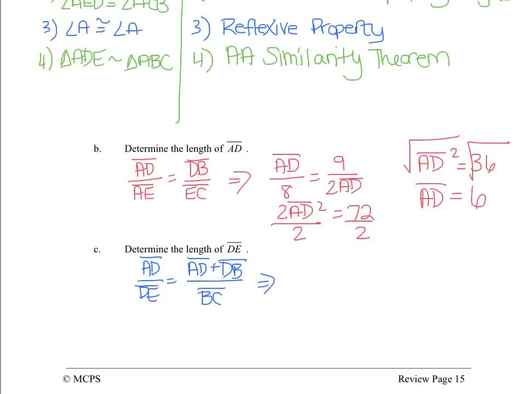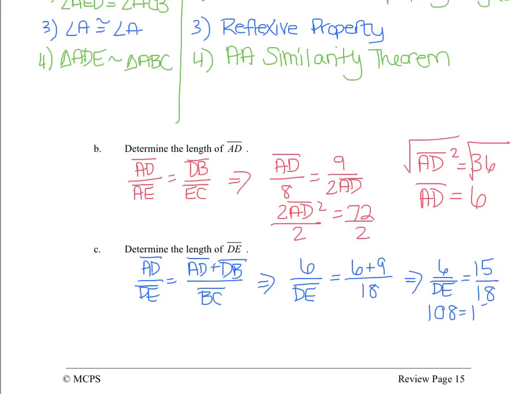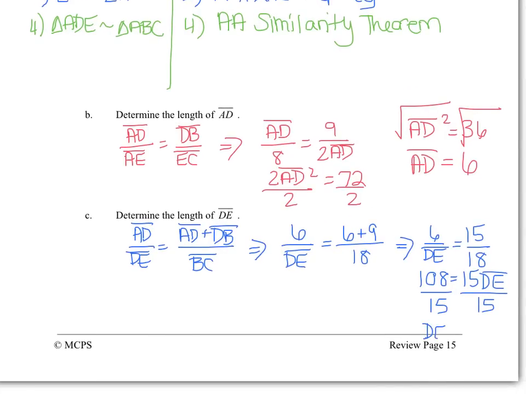So what we have is AD, which we now know is 6, over DE, which is what we're trying to find, equals AD plus DB. Well, AD is 6, DB is 9, and then that's going to be over BC, which is 18. So what we really have is 6 over DE equals 15 over 18. If I cross multiply, I have 6 times 18, which is 108, equals 15 DE. So I can divide both sides by 15, and DE is going to equal 7.2.